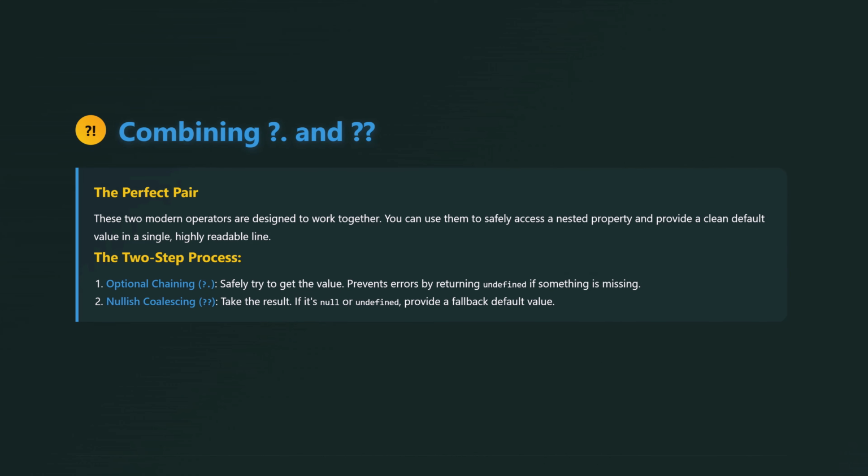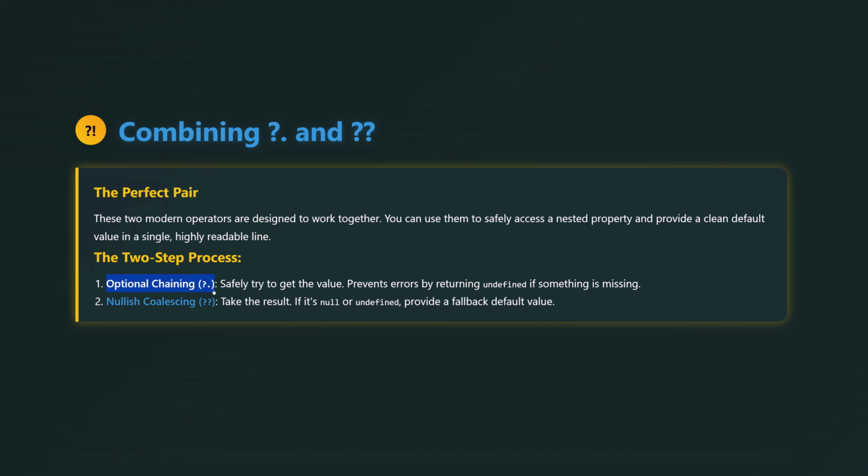And the thing is, we can make optional chaining and nullish coalescing operators work together. These two modern operators are designed to work together perfectly. You can use them to safely access a nested property and provide a clean default value in a single, highly readable line. Optional chaining safely drills into an object. It prevents errors by returning undefined if any part of the chain is missing. And nullish coalescing operator takes a value and checks if it's null or undefined. If it is, it provides a default value. Combining them creates a powerful and safe two-step process. Step 1 is to safely try getting a value, and step 2 is to provide a fallback if that value doesn't exist.